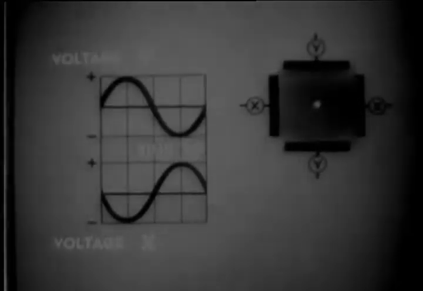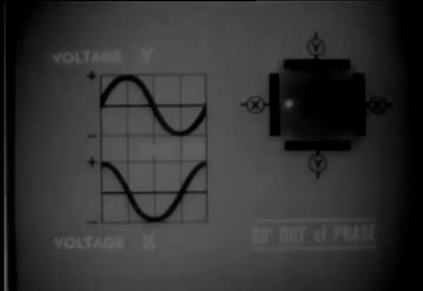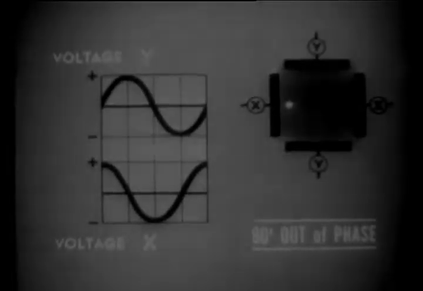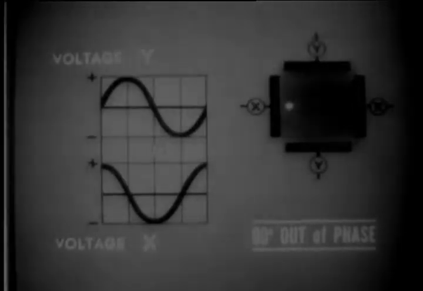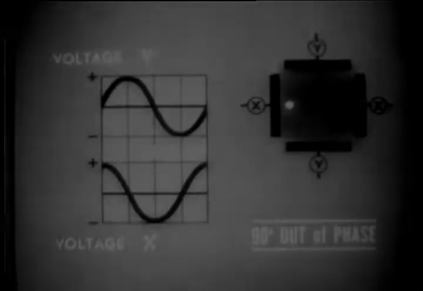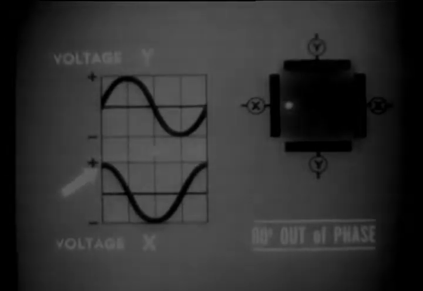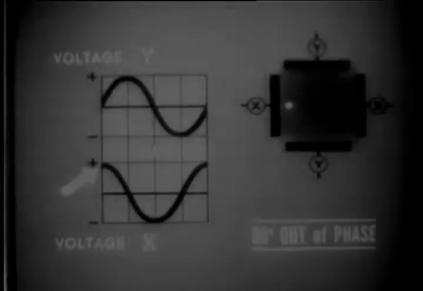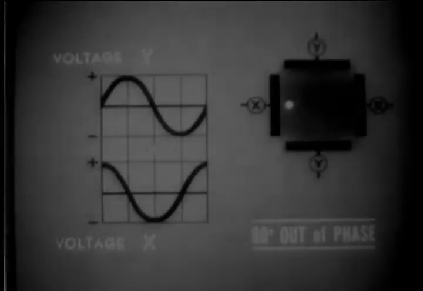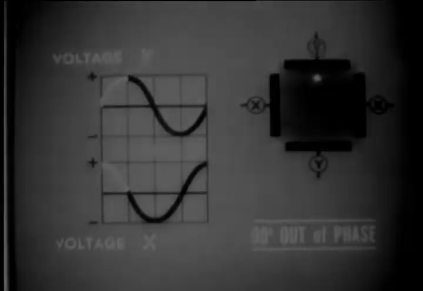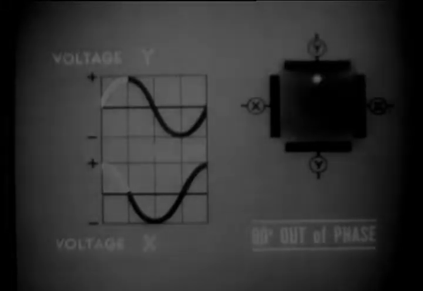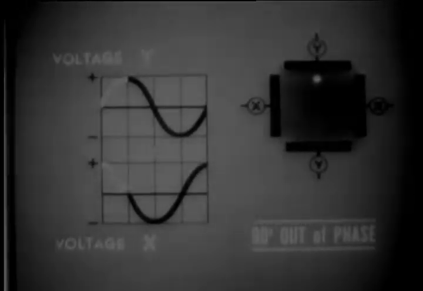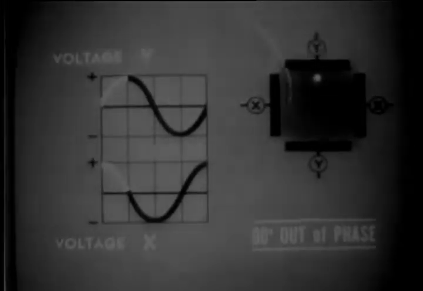Suppose that the phase shift was only half as much, 90 degrees instead of 180 degrees. Notice now that at the starting point of the cycle, the beam is already at its maximum left position. That's because voltage X is already at its peak, while voltage Y is at zero. A quarter of a cycle later, voltage Y reaches its peak and voltage X is at zero. The beam has moved through a circular path to its maximum upward deflection.